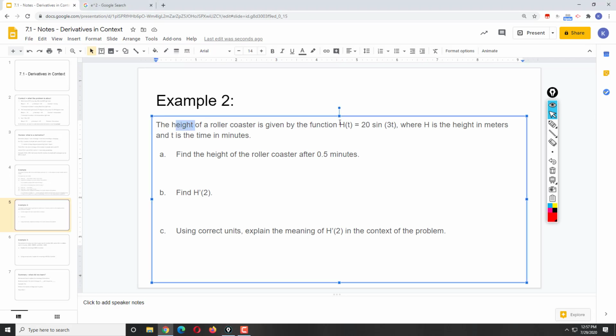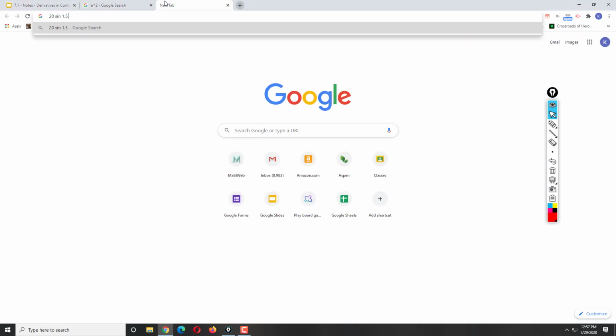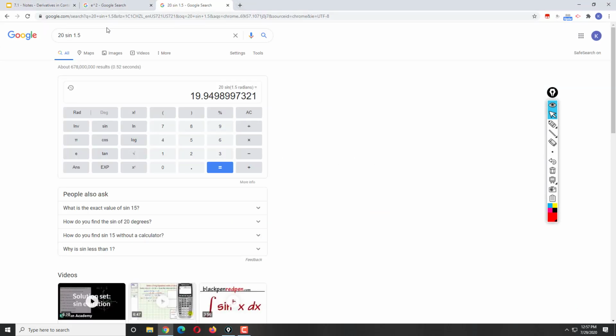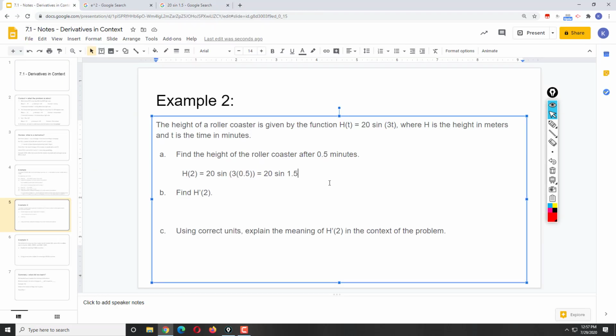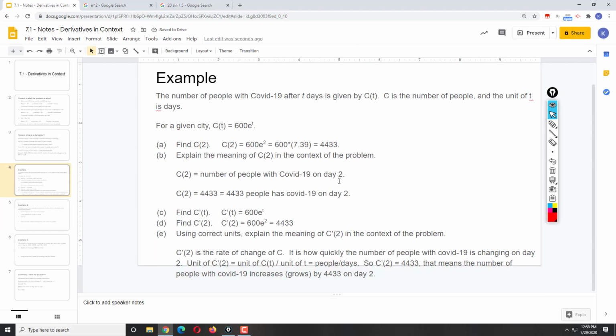Well, height is h, so what we're really looking for is h of 0.5. So we plug it into the function: 20 times sine 3t, so 3 times 0.5. So that's 20 sine 1.5. Plug that into a calculator. I get about 19.9. Okay. And since h is the height in meters, that means that h of 0.5 is 19.9 meters. So the roller coaster is at a height of 19.9 meters after 0.5 minutes.